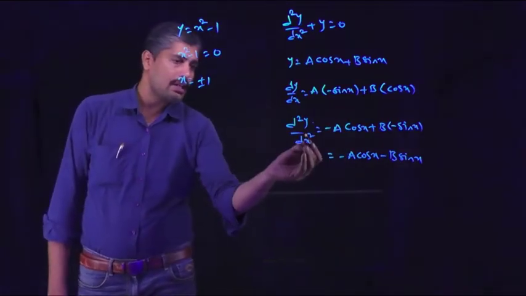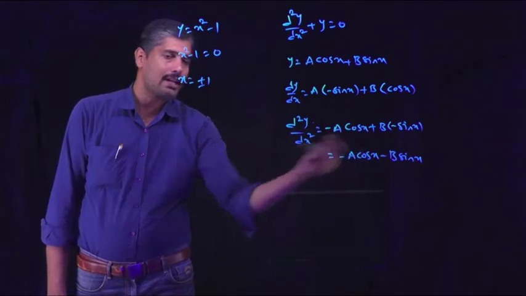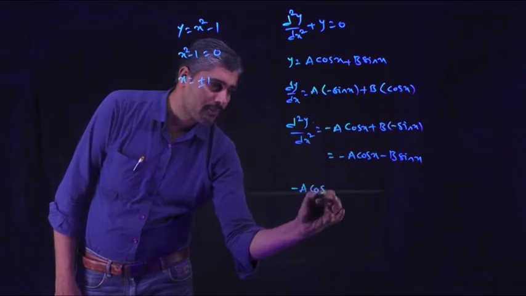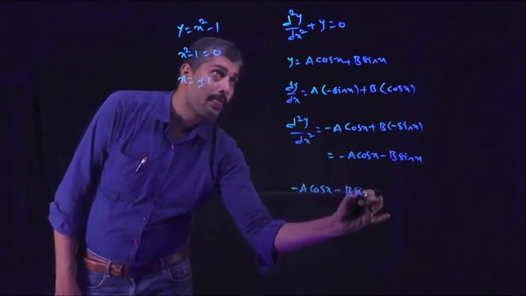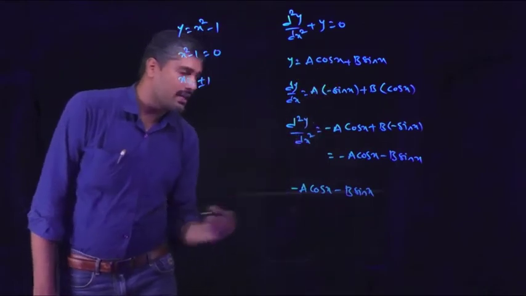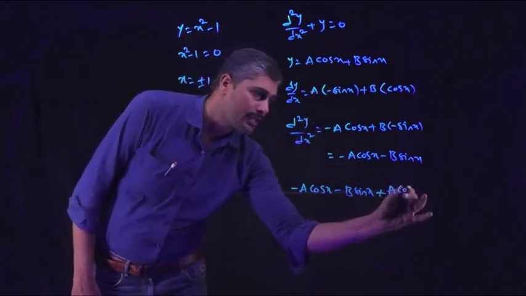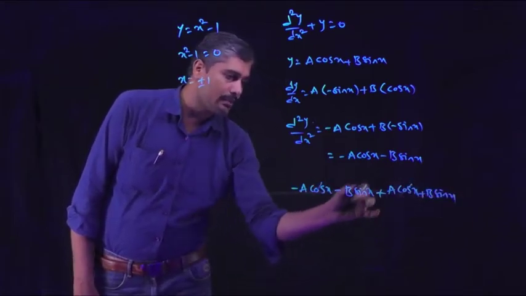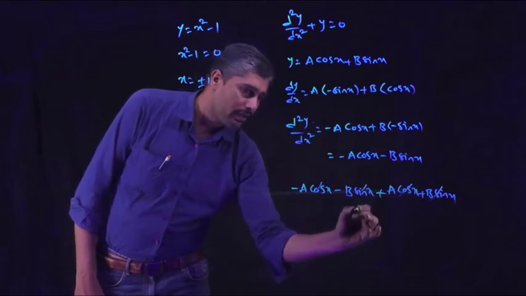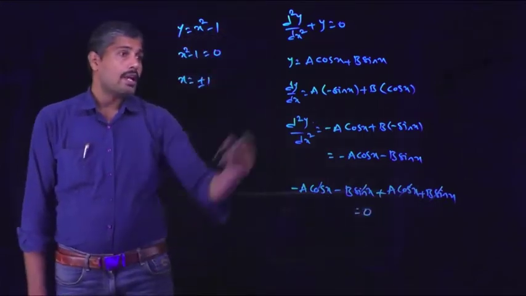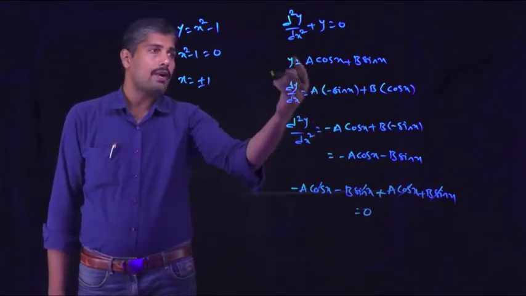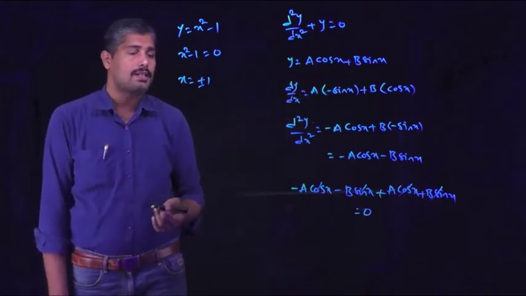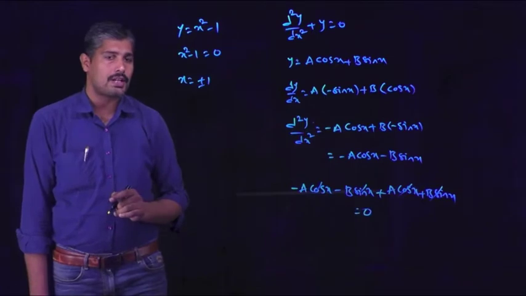Just observe, d square y by dx square is minus a cos x minus b sin x. Substitute here, then we get minus a cos x minus b sin x. We know that y equal to a cos x plus b sin x, that is plus a cos x plus b sin x, right? Here minus a cos x plus a cos x, minus b sin x plus b sin x, that equals 0. Therefore, y equal to a cos x plus b sin x satisfies the above differential equation. That's why y equal to a cos x plus b sin x is the solution of the above differential equation.